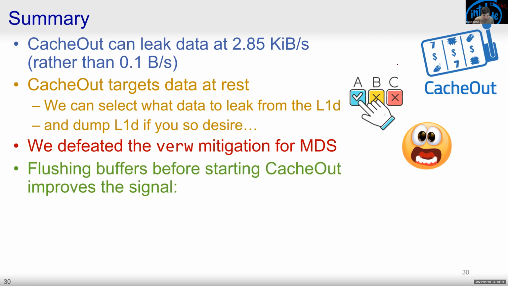Turns out that flushing the cache, flushing the buffers before starting the Cashout attack run improves the signal. Why? Think about it. When I dump stuff from the buffer, I don't have any control over what I'm going to get. I can choose what to evict into the buffer, but if there is something else in the buffer in addition to what I evicted into it, I don't know what I'm going to get. There is some probability I'm not going to get what I want. It would have been very helpful if I could remove unrelated data from the buffers before I start my attack run.